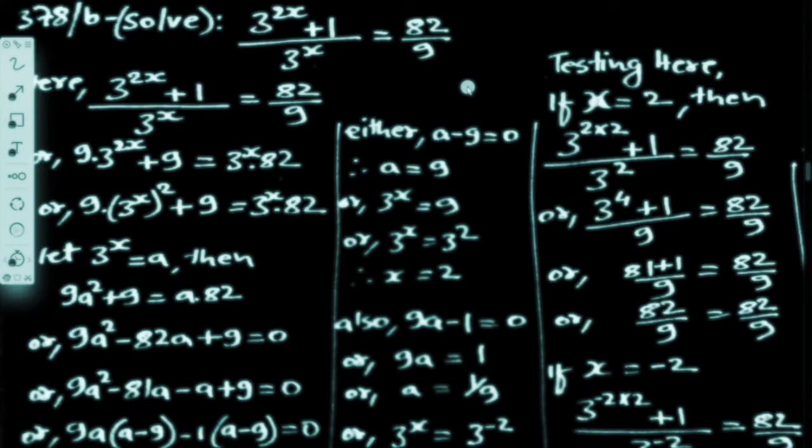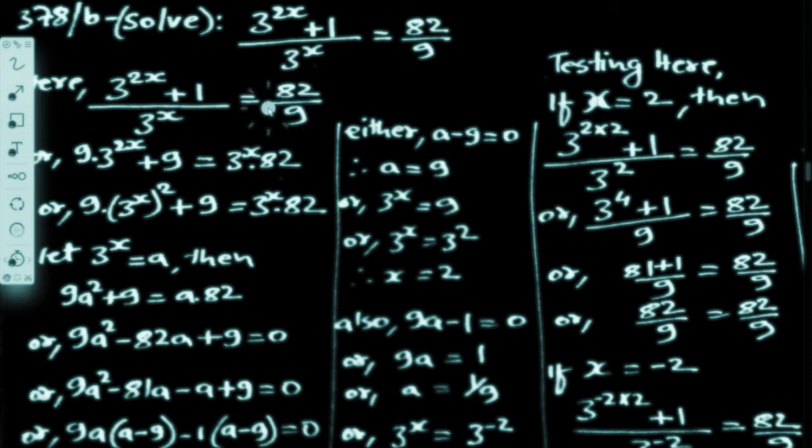Now the next problem of equation. Our problem is here, problem number 378 B. Now from this equation, we have to get the value of x. It is given as 3 power 2x plus 1 whole upon 3 power x equals 82 by 9. Now this is our equation, and from this equation we have to find the value of x. Let's see how to get the value of x.